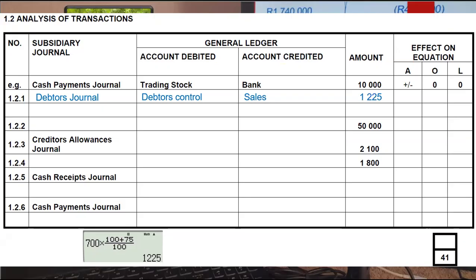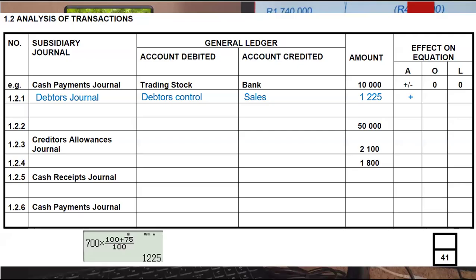That is because you added a profit percentage of 75%, which will give you the selling price of 1,225. That will affect your asset. It will increase your asset, which is your debtors control. It will also increase owner's equity. Owner's equity increases whenever income increases. Okay, owner's equity is increased by income and decreased by drawings and expenses. Remember that.